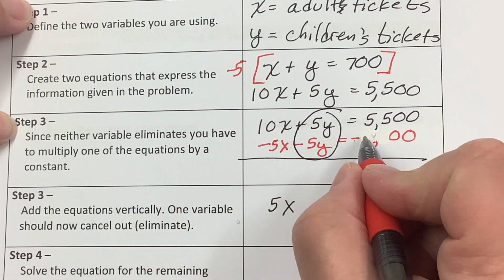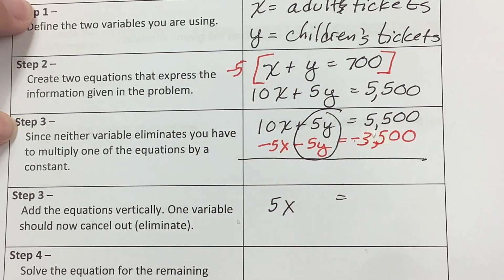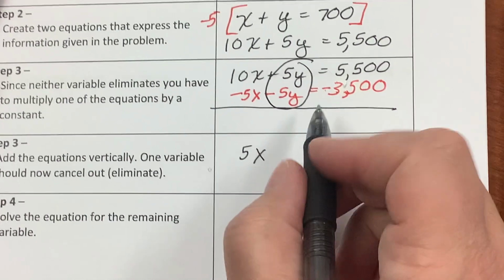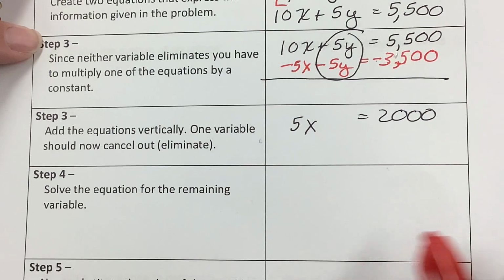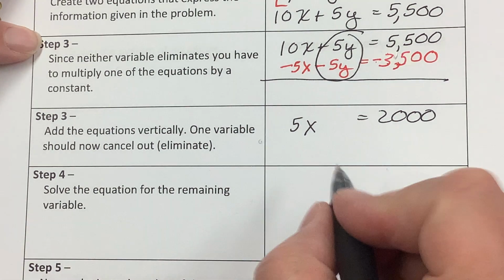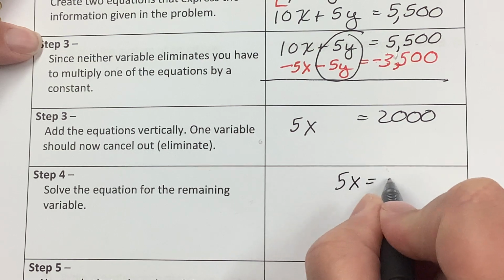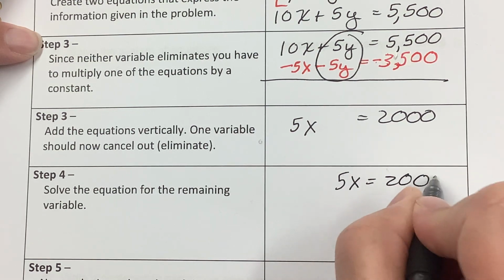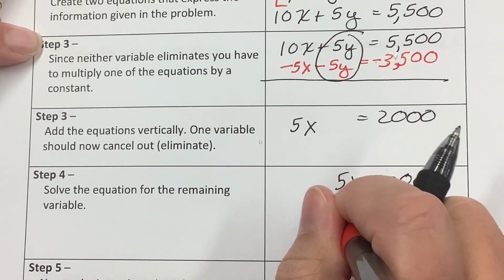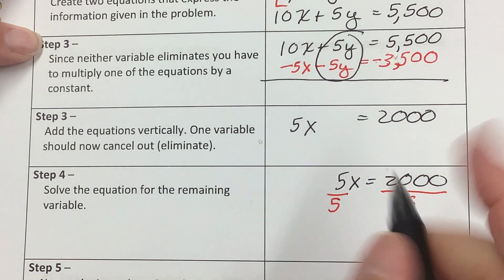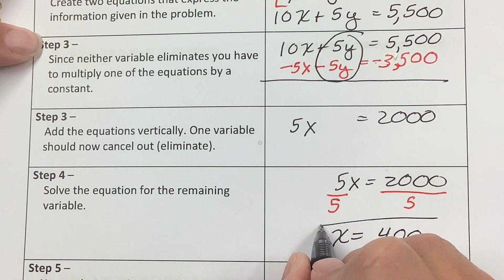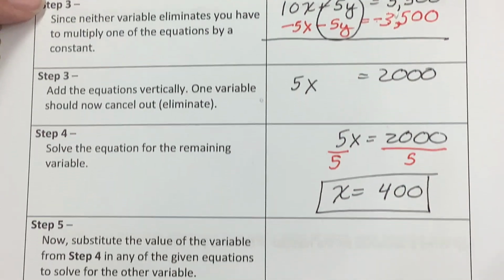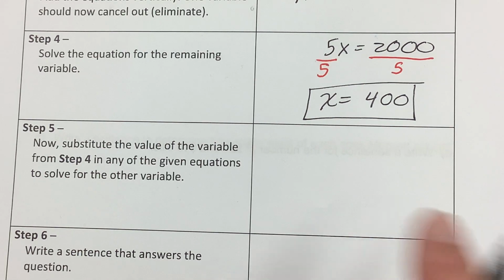All right, 5 times 7 is 35. That's better. So now I have to subtract 3,500. And 5,500 minus 3,500 is 2,000. All right, that's a little bit better. Okay. Solve the equation for the remaining variable. 5x equals 2,000. Divide both sides by 5. And x equals, 5 goes into 20 four times, 2 zeros left over. Adult tickets, 400. All right, now I'm going to have to go back and find the children's tickets.